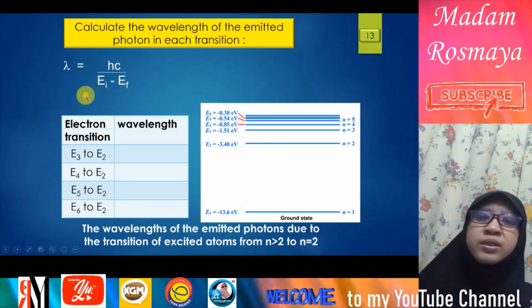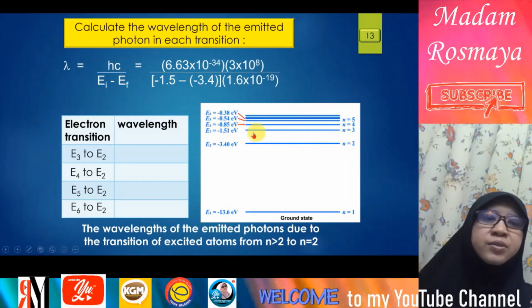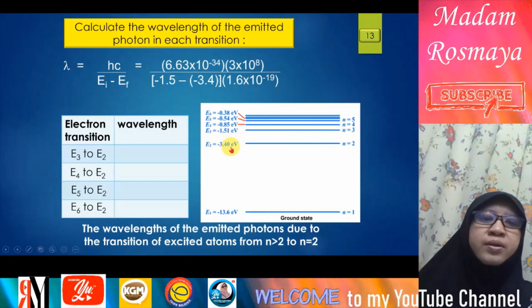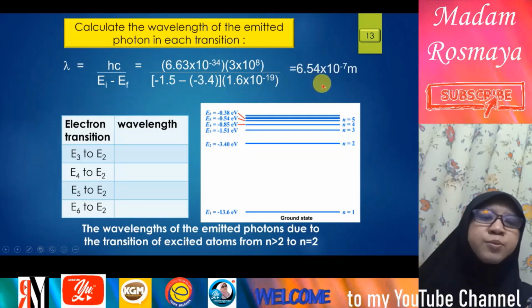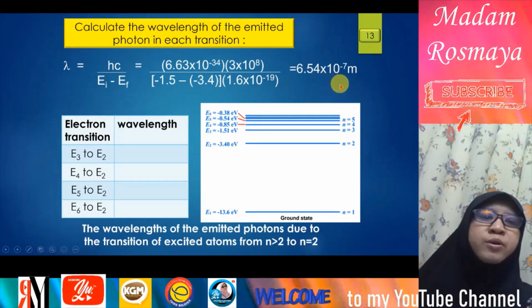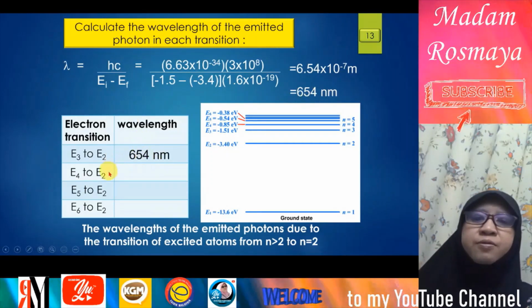So we use the same equation. We start with 1.51 here because n=3 is 1.51. n=2 is 3.4, so here is 3.4. So we get 6.54 times 10 to the power of negative 7 meter, convert to nanometer, 654 nanometer.